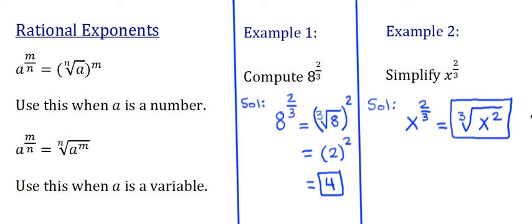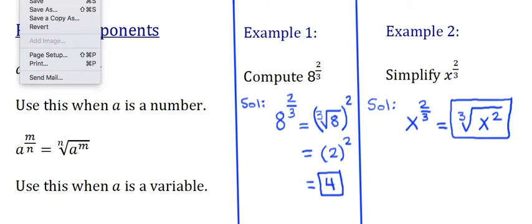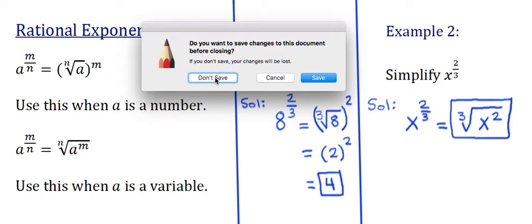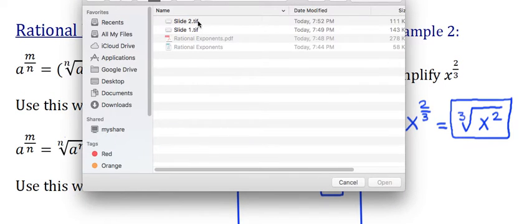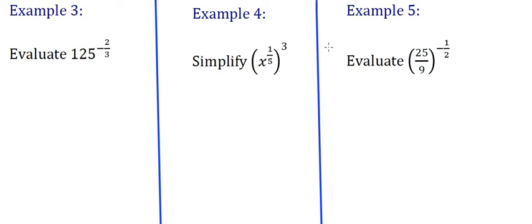Okay, so now let's consider more examples, different forms. So let's go ahead to the next page. 3 more examples here. Let's start with this one, example number 3. 125 raised to negative 2/3.